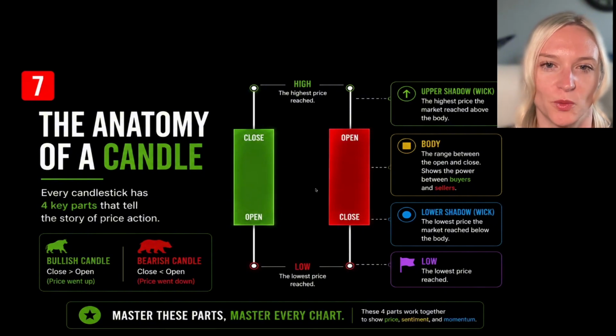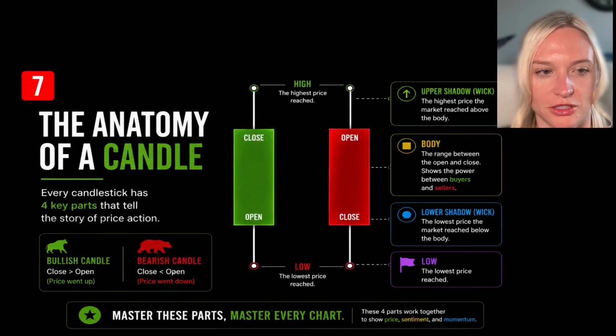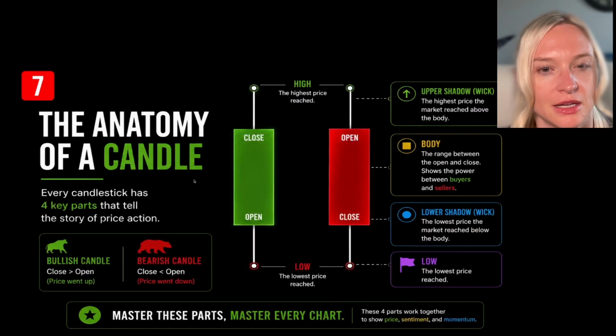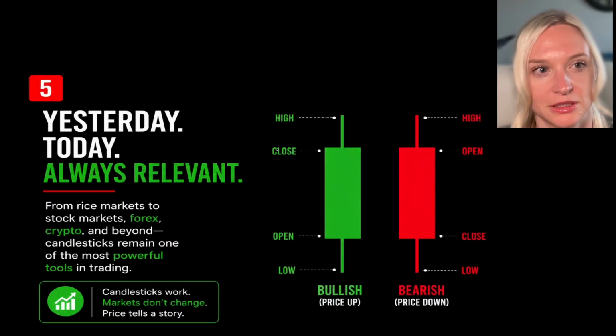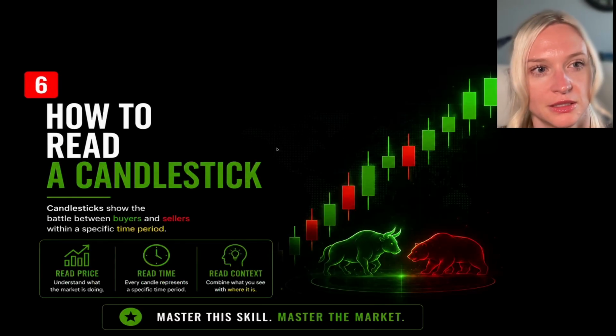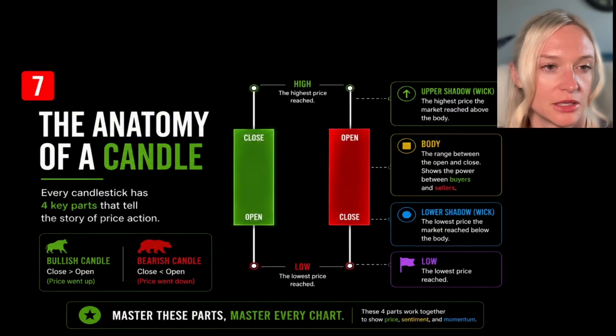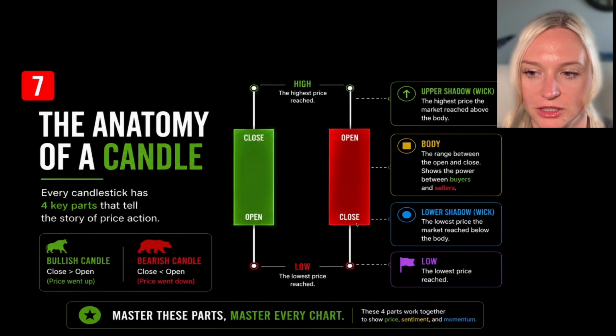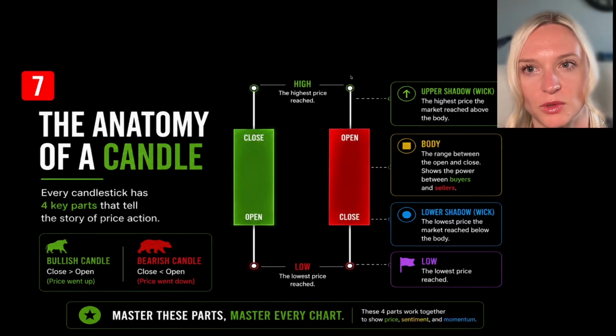Right? So why the same candle? It looks the same, but one is green and one is red. One is bullish, one is bearish. Why is this bullish? Because it opened here and it pushed up. Okay, there we go. Why is this one red? Because it opened here and it pushed down here. Did it go lower? Yes, but it closed here. Did it go higher? Yes, but it opened here.